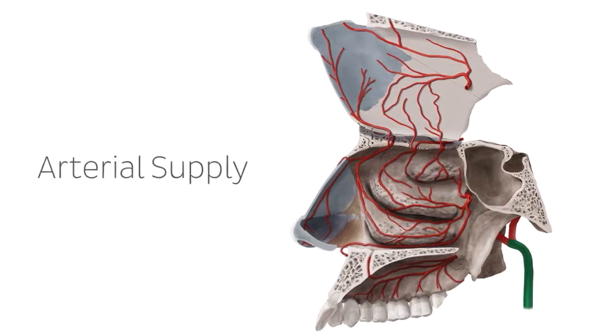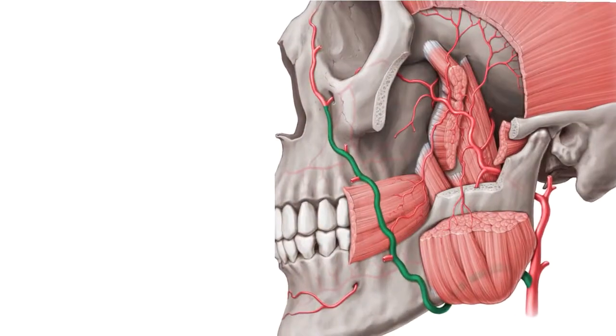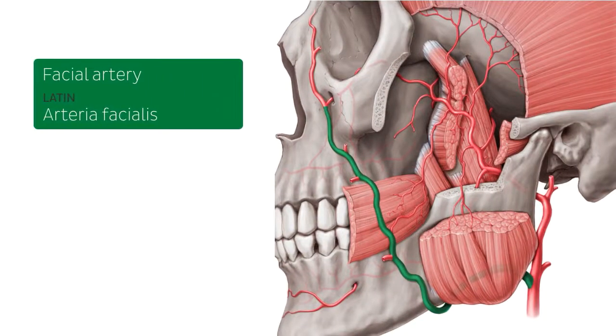The nasal cavity has a very rich blood supply, derived from both the internal carotid artery and the external carotid artery, which is highlighted in this image in green. As you may know, the external carotid artery has many branches. Part of the blood supply to the nasal cavity is derived from two of these branches, the facial artery and the maxillary artery. Let's first take a look at the facial artery and its main branches to the nasal cavity.